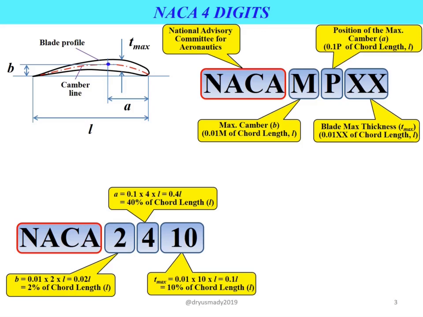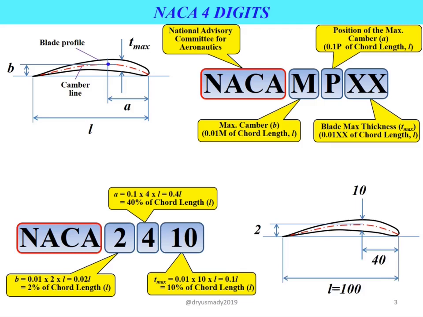And the last term is the code for XX. For example, XX equals 10. To determine the maximum profile thickness, T max equals 0.01 multiplied by XX, which is 10, multiplied by chord length, so it equals 0.1 L. So now T max equals 10% of the chord length.